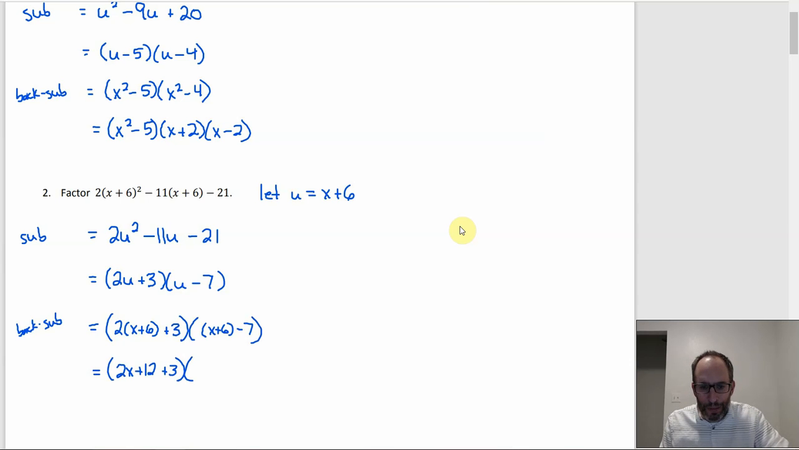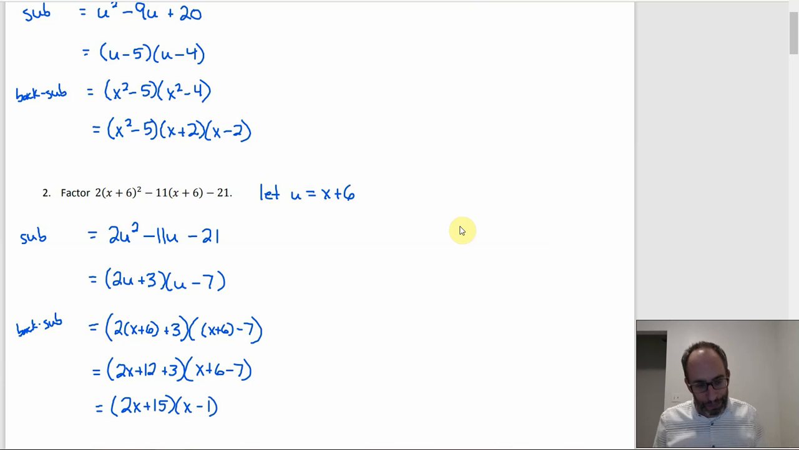And then here, we don't even really need these parentheses to do the subtraction, right? X plus 6 minus 7, that's just going to be x minus 1. So that first set of parentheses, we're going to get 2x plus 15. And then in the second one, we're going to get x minus 1. And that would be the fully factored version.